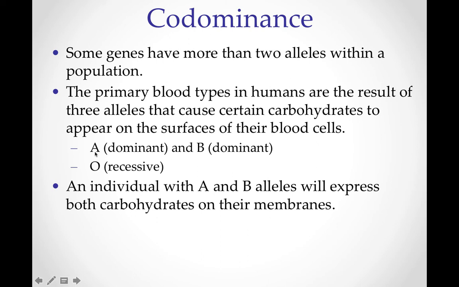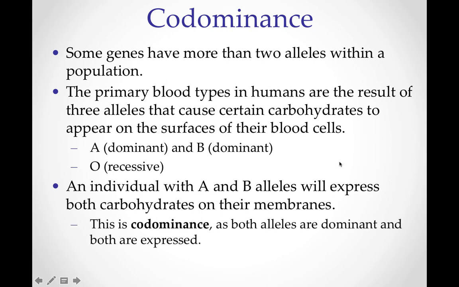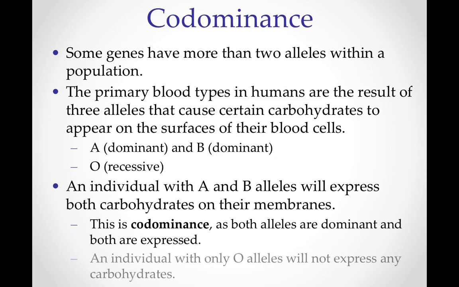So maybe you have one parent that's A and one parent that's B, therefore you're going to be AB. So this is codominance, and both alleles are dominant and expressed. If you have one parent that's A and one that's O, you're going to have A blood. But it just depends on what your parents are. If your parent is A with an O recessive or B with an O recessive, there could be something else in there that gets a little more complex.